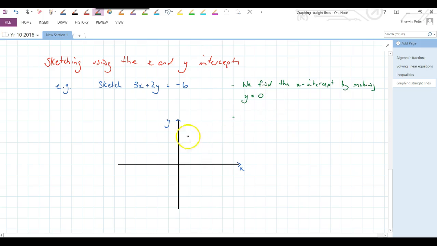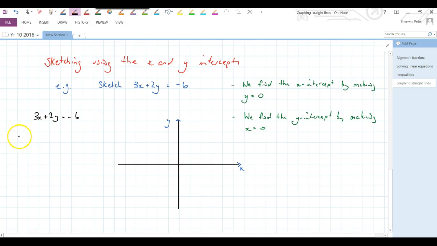And conversely, we find the y-intercept, where the line crosses the y-axis, where x equals 0. So I'll pause while I write this. Okay, I've just made that note there. We find the y-intercept by making x equal to 0. So we find these 2 points. Therefore, let's go now and work out these 2 values. So here's my equation: 3x plus 2y equals minus 6. We find the x-intercept by making y equal to 0.